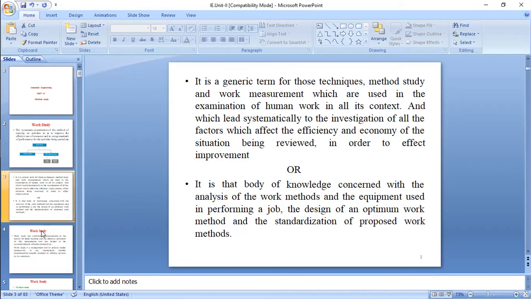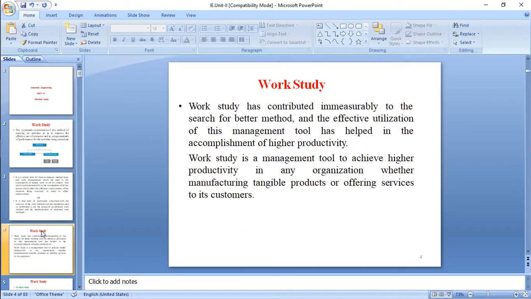Now we will see next. Work study has contributed immeasurably to the search for better methods. As we have previously studied, we need to have some better or best, optimized methods to improve the productivity. It has contributed immeasurably to the search for better methods, and the effective utilization of this management tool has helped in the accomplishment of higher productivity. So we need to search for a better method to improve the productivity. Actually, work study is a management tool.